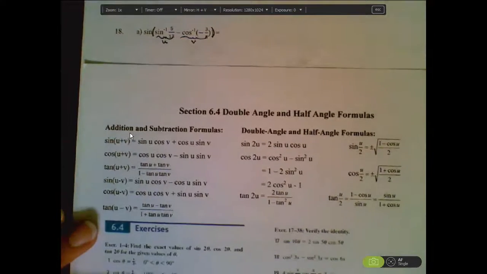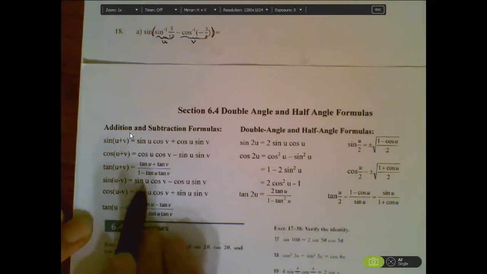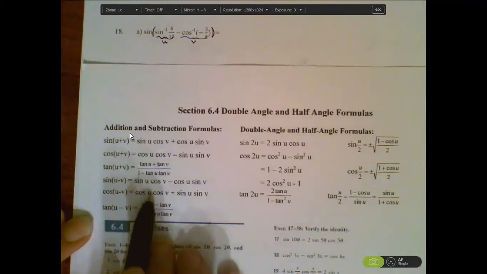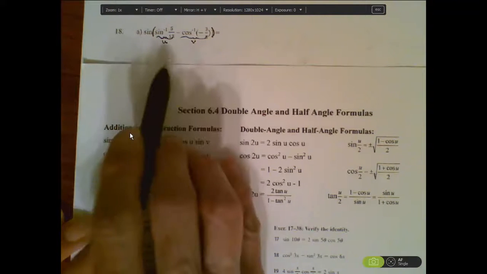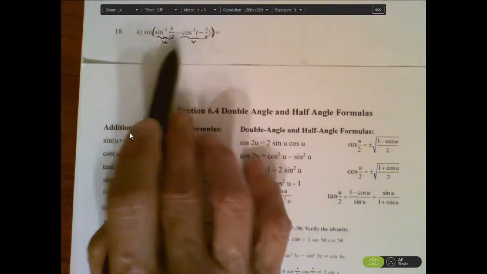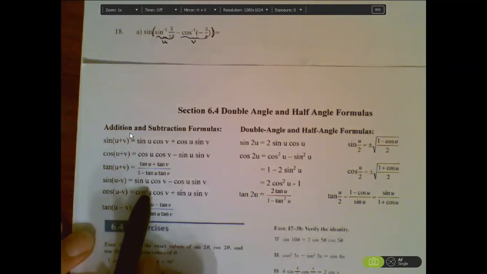Now does it look like something you've seen before? How about sine of U minus V? That's exactly what we have. I need to draw both of these triangles so that I can extract the values that I need to use in the subtraction formula for sine.